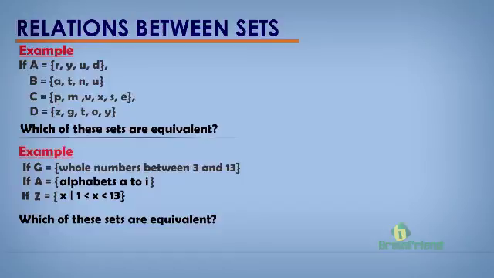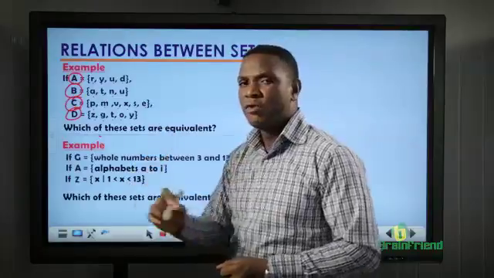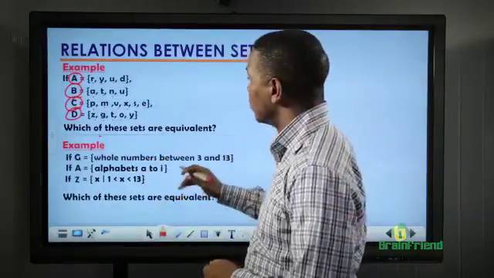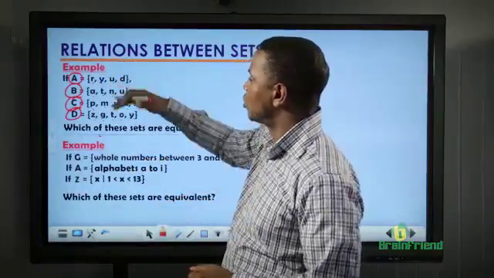If A is the set that has elements R, Y, U, and D, and B is the set that has elements A, T, N, and U, C is the set that has elements P, M, V, X, S, and E, while D is the set that has elements Z, G, T, O, and Y. Which of these sets are equivalent? To check which of our sets are equivalent, we'll have to do a count of the elements of each set.